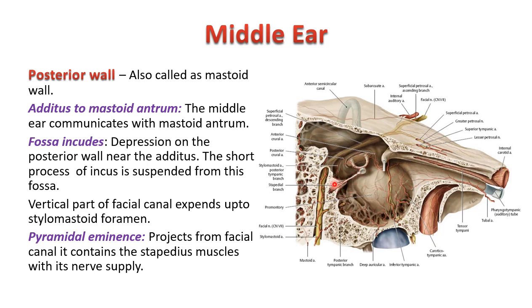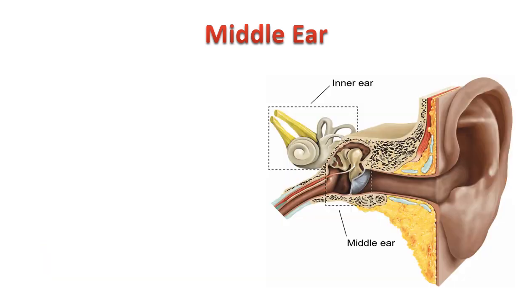Okay, so inside this you have the stapedius muscle with its nerve supply, nerve to stapedius, which is again a branch from the facial nerve. So next we will pass on to the middle. The next wall is the medial wall or the labyrinthine wall.